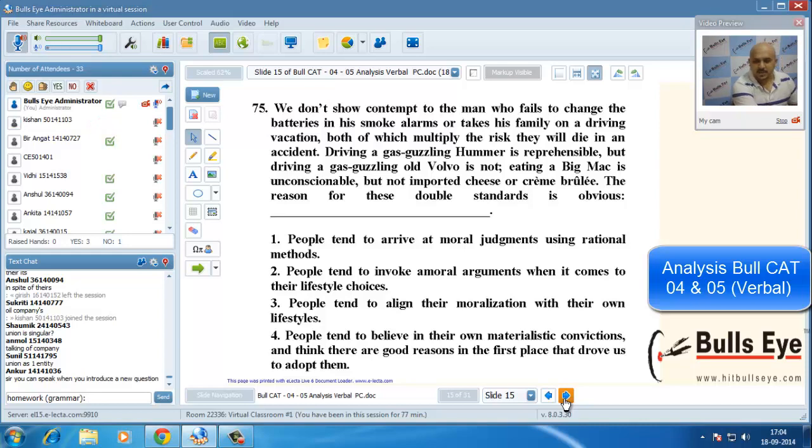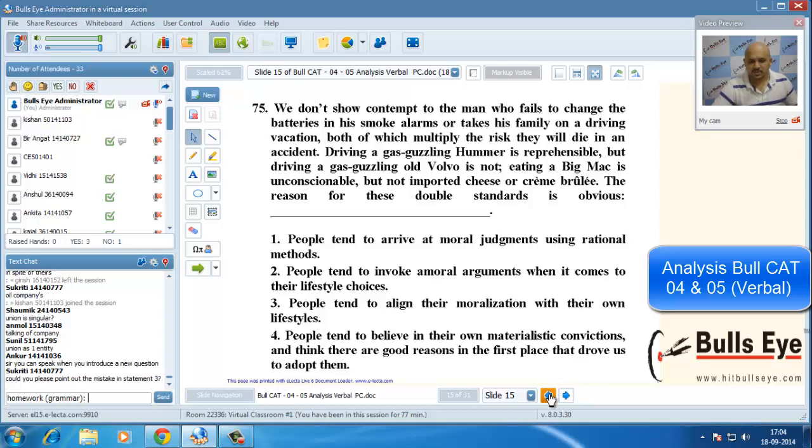Guys, I am speaking now. I am introducing a new question. On the request of Ankur, you got 1 minute to solve this question. I'll just go back to the previous question to clear Sukriti's doubt.